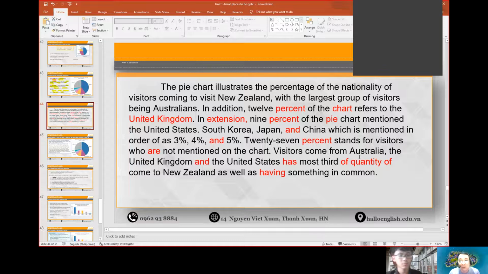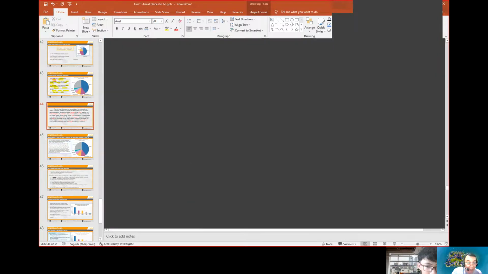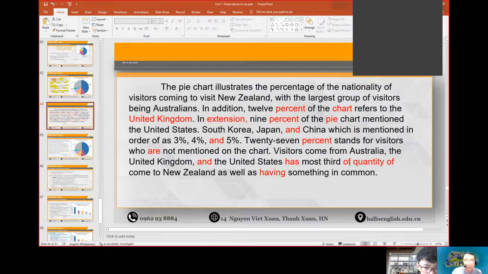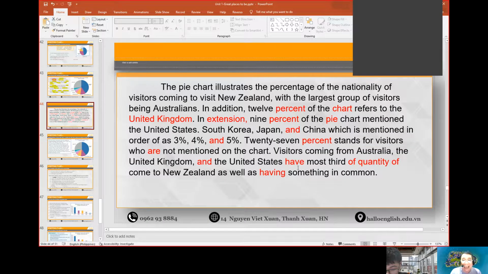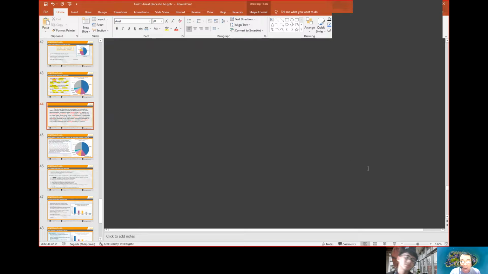So visitors come from Australia, the United Kingdom, and, we have to put a comma in there. Australia, the United Kingdom, and the United States have. Because it's plural already, therefore we have to use have, right? So have most. So visitors coming from Australia, the United Kingdom, and the United States have most third of quantity. So we need to omit the of.